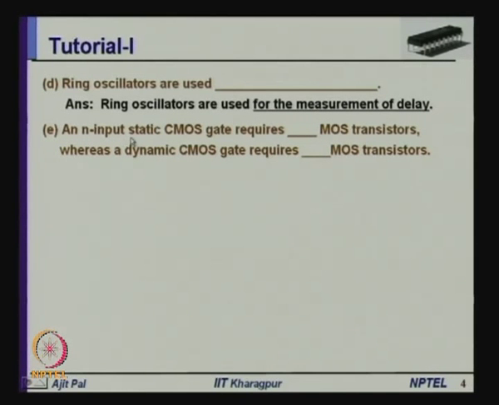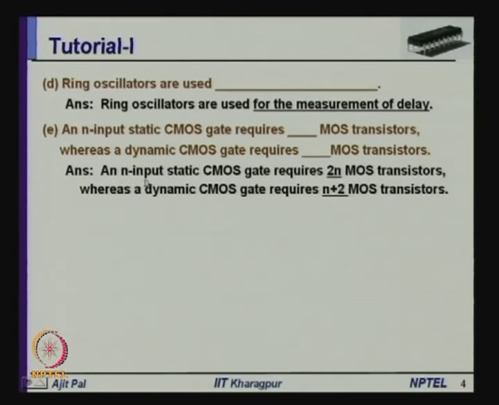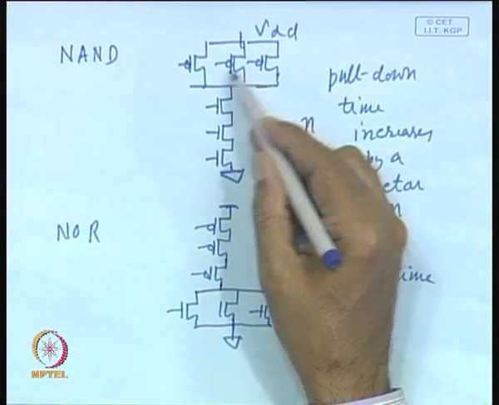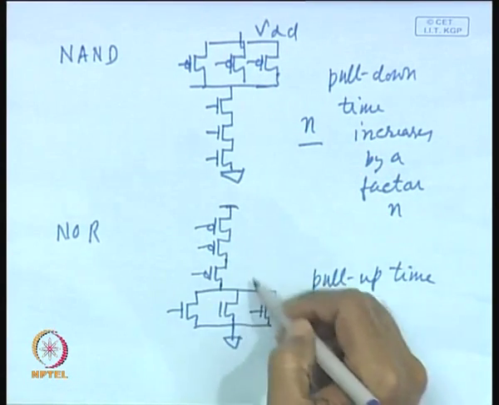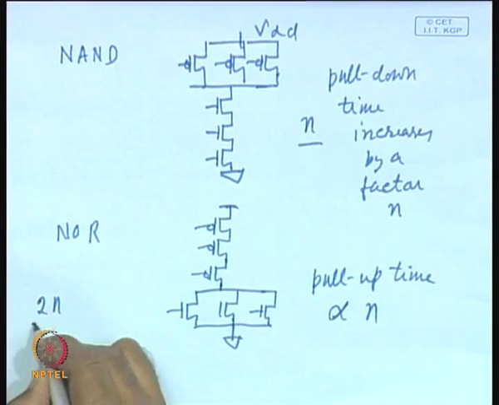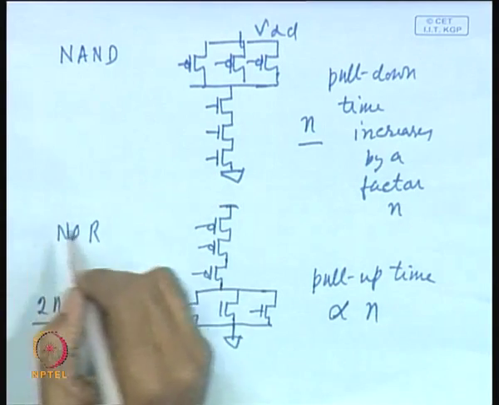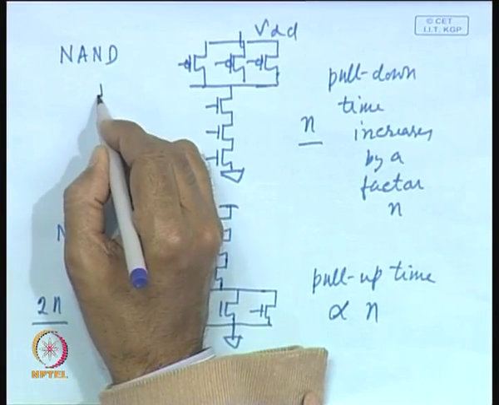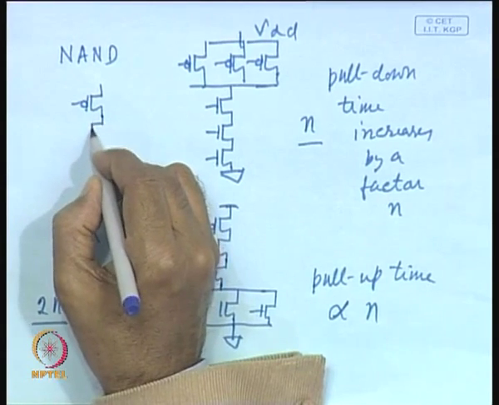So, an N input static CMOS gate requires how many MOS transistors, whereas a dynamic CMOS gate requires how many transistors. So, this is the question. As you know, an N input static CMOS gate requires 2N MOS transistors, if N is the number of inputs. For example, here this is a 3 input NAND gate, so we require 6 transistors. This is a 3 input NOR gate, we require 6 transistors, that means 2N is the number of transistors that we require.